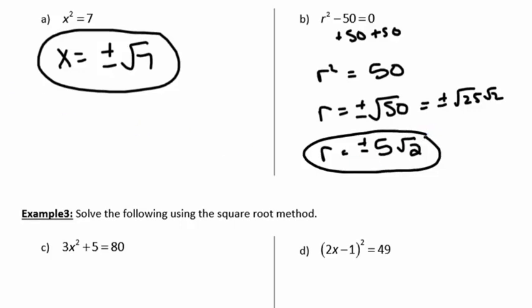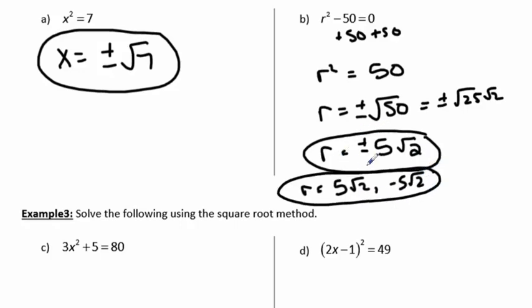If you're typing your answers into MyMathLab, you are going to need to type them with a comma separating them. So you would type these as 5 times the square root of 2 and negative 5 times the square root of 2. But on paper, for shorthand, you can write plus or minus in front of the 5 to represent the two answers.